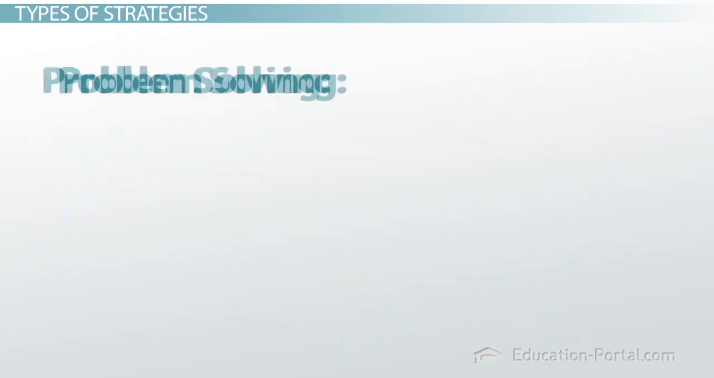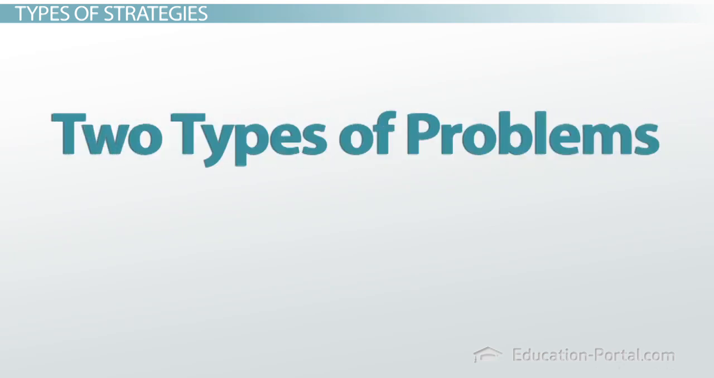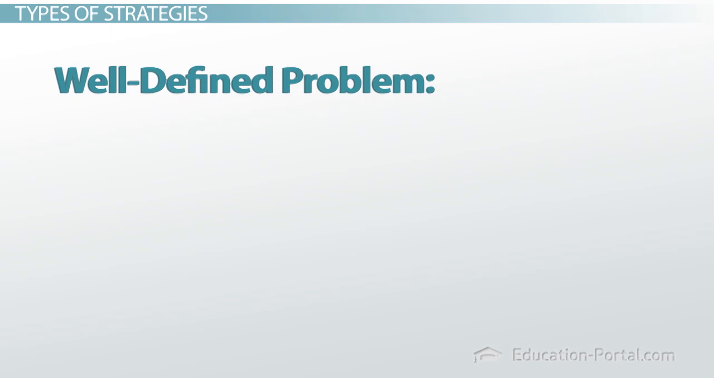Problem solving is the application of ideas, skills, or factual information to achieve the solution to a problem or to reach a desired outcome. Let's talk about different types of problems and different types of solutions. Educational psychology has broken down problems in two different ways. The first way is to make a distinction between well-defined and poorly defined problems.